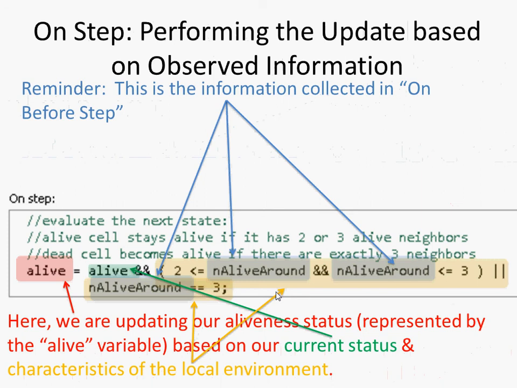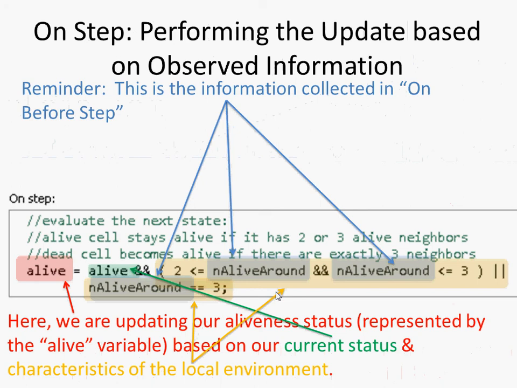I'm going to unlock the doors. Here, this is performing the update based on the observed information. So, we have information we computed in on before step. What was that information that we computed? The job of that on before step, what did it compute? Yeah, how many live neighbors? N alive around. That's the number of ones right around me. In other words, if I'm here, how many around here are alive, right? It's either 0, 1, 2, 3, or 4, right? So, given that we already computed that, where do we store that information? We stored it within our N alive, right? So it's still around, okay.